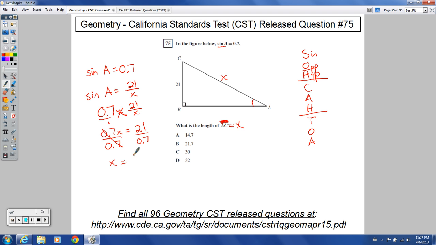X would then be 21 divided by 0.7. Dividing by 0.7 is not really easy to do, but you could move the decimal place one spot in both. You can multiply both the top and the bottom by 10. So that would be the same thing as saying 210, it's like filling in a 0 right there, over 7. And 21 over 7 is 3, so 210 over 7 would be 30. So our answer for this one, for 75, should be choice C.